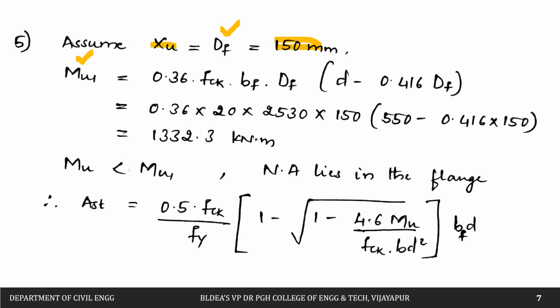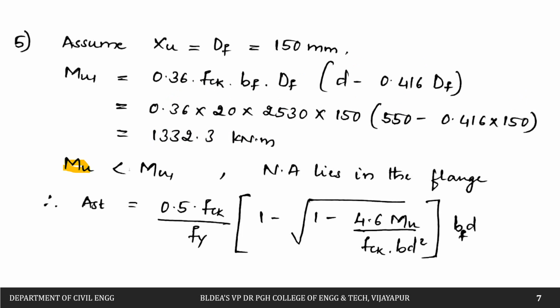So the moment is equal to, as we have already seen, 0.36 fck into b into xu into (d minus 0.42 xu). Instead of xu, we will substitute the value of Df, because we are assuming xu is equal to Df initially. 0.36 times fck, which is 20, width of the flange 2530, depth of the flange 150, into (d is 550 minus 0.416 times Df, which is 150). If you simplify, we will get the answer as 1332.3 kilonewton meter.